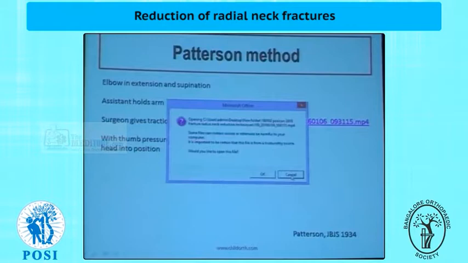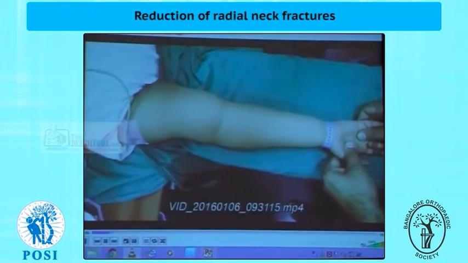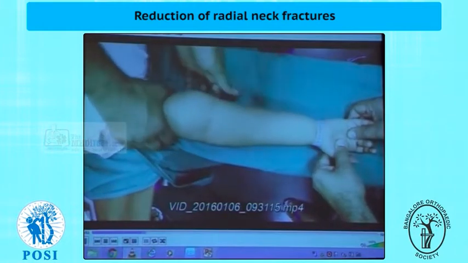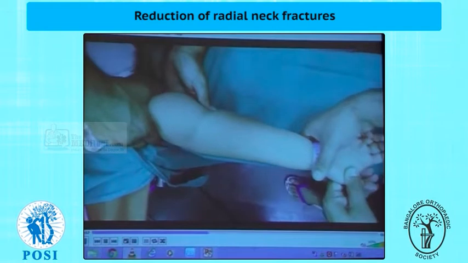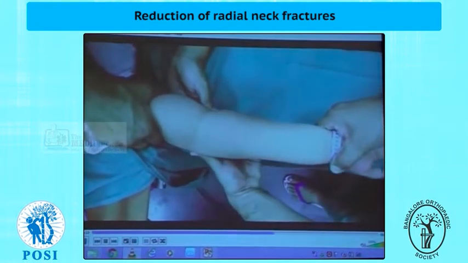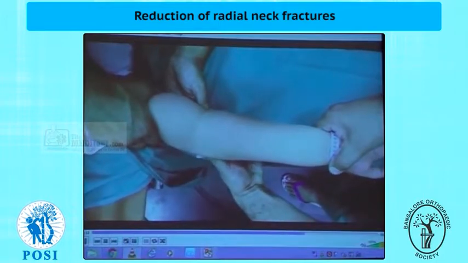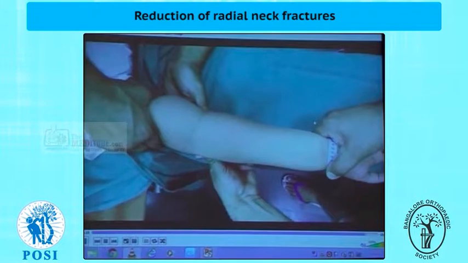This is a video which shows that. The assistant holds the arm and gives counter pressure on the medial aspect of the elbow, the surgeon gives traction and varus stress, and with the thumb pushes the radial head back into position. So this is Patterson's maneuver.